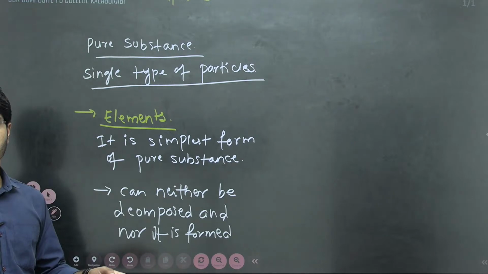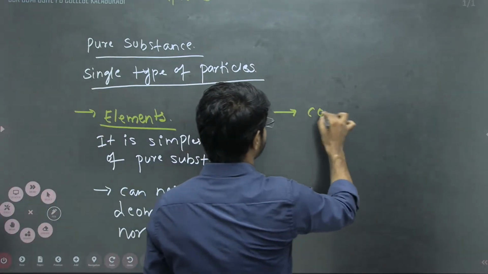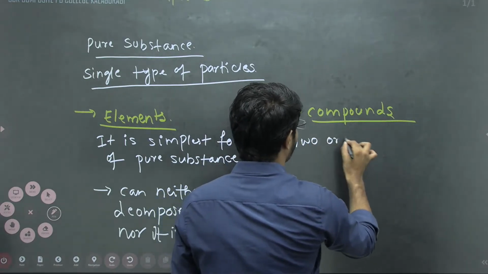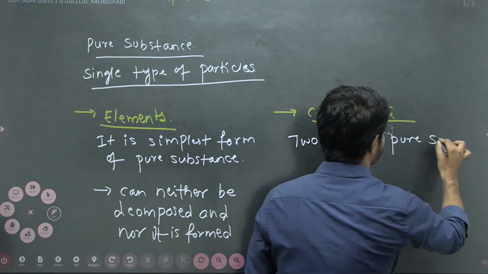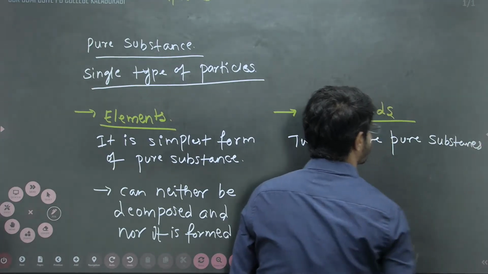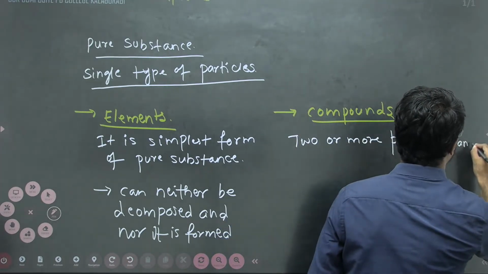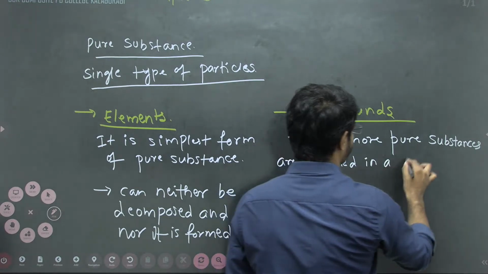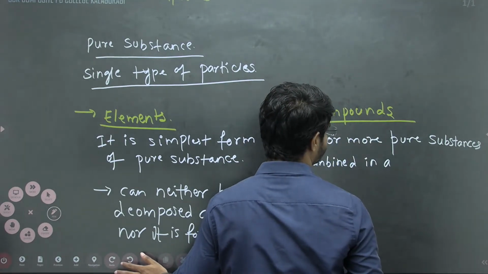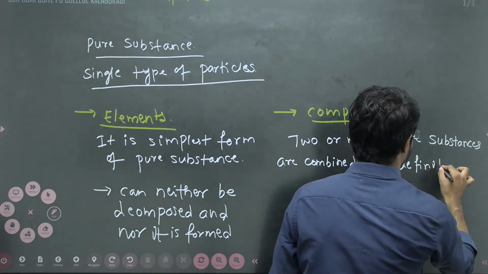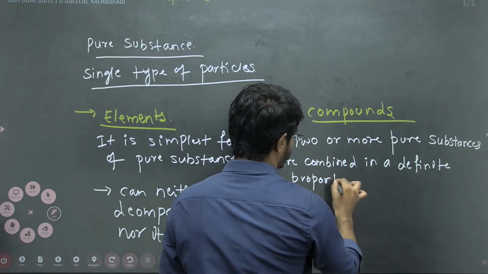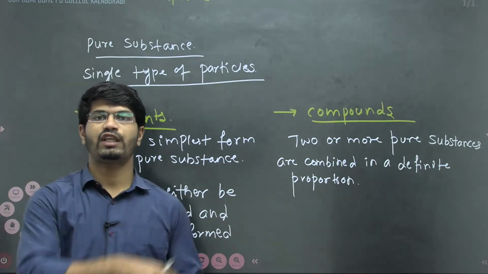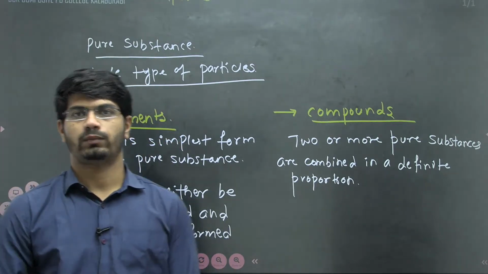Then what do compounds mean? Compounds are two or more pure substances combined in a definite proportion. What does definite proportion mean? Two or more elements are combined. The pure substance elements that are present will combine with each other, and they should be in a proper ratio.